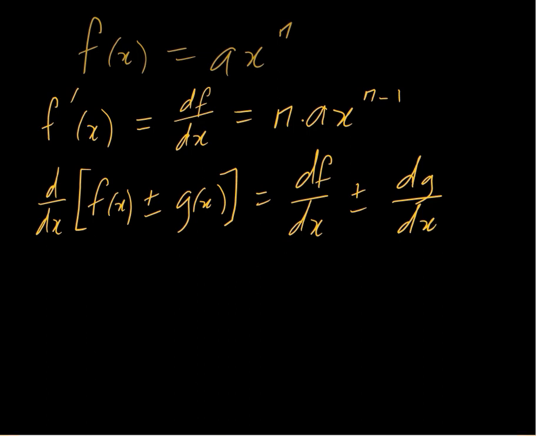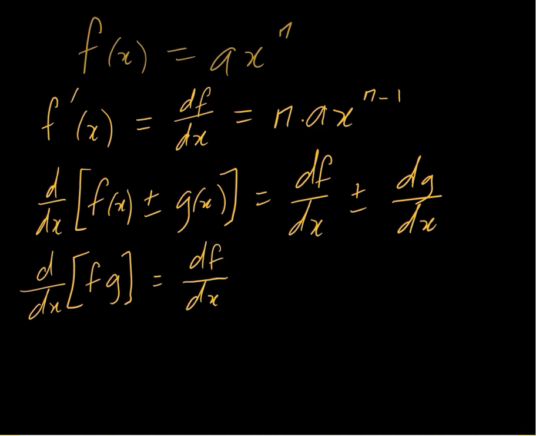The product rule, which involves multiplication, of course, is a little bit different. So let's just be careful here. I'm going to drop the x there. I'm just going to write fg. So this one works like this. It becomes the derivative of the first function, so it's df dx, times g plus f times the derivative of g.